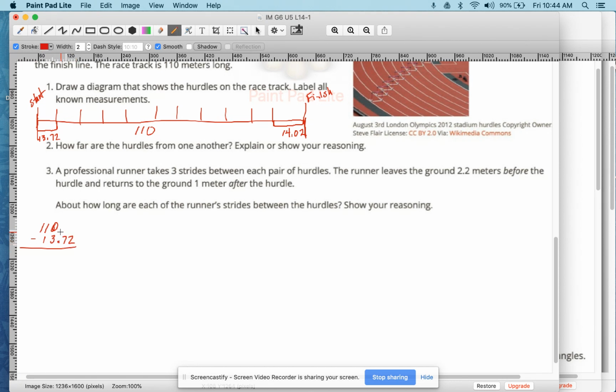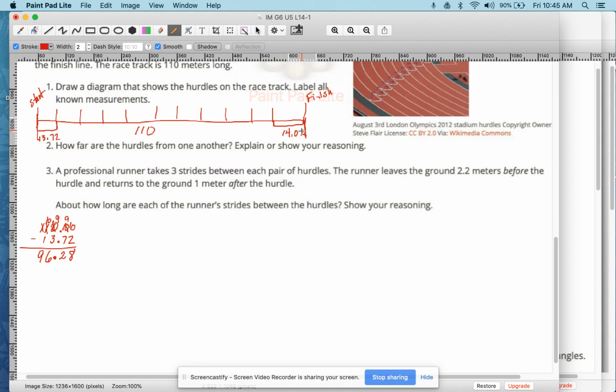Let's do it this way, 110, and I need to subtract this 13.72. So I'm going to get rid of that first. I have to borrow from my 1. That makes it 0. That's 10. That makes it 9. That makes this 10. Borrow again, and that makes that 10. So 10 minus 2 is 8. 9 minus 7 is 2. There's my decimal. 9 minus 3 is 6. And again, I'm borrowing. 10 minus 1 is 9. So I have 96.28 once I get rid of this 13.72.